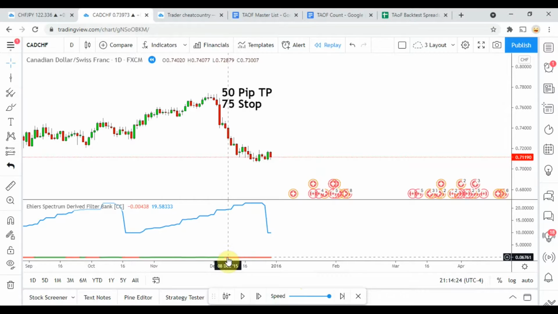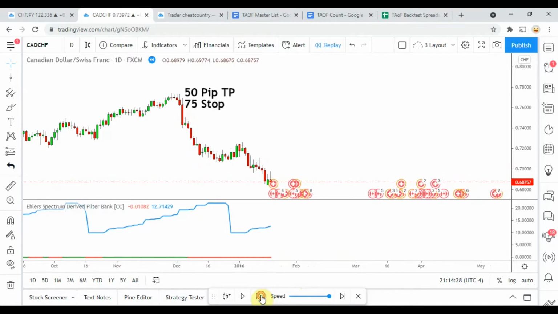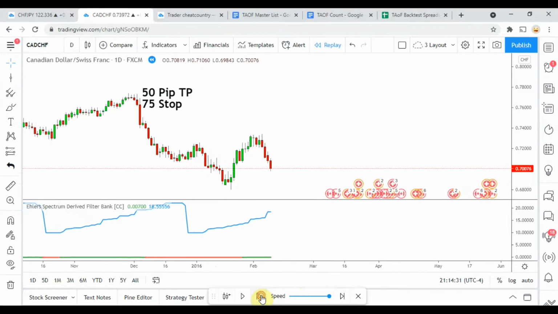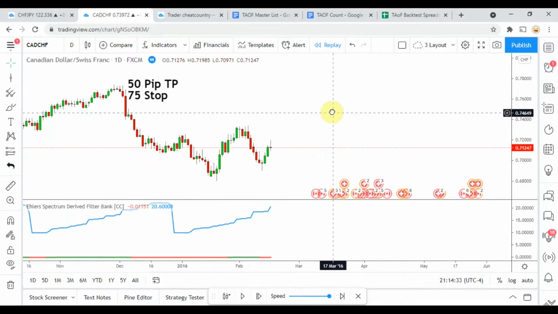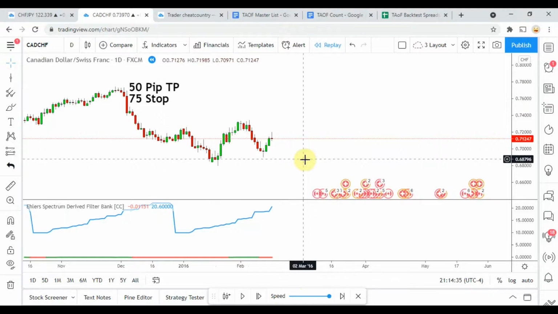Again, when it turns red, we're going to go short. When it turns green, we're going to go long. Let's go ahead and get on with the testing here. A little bit of a country twang there in the get on.